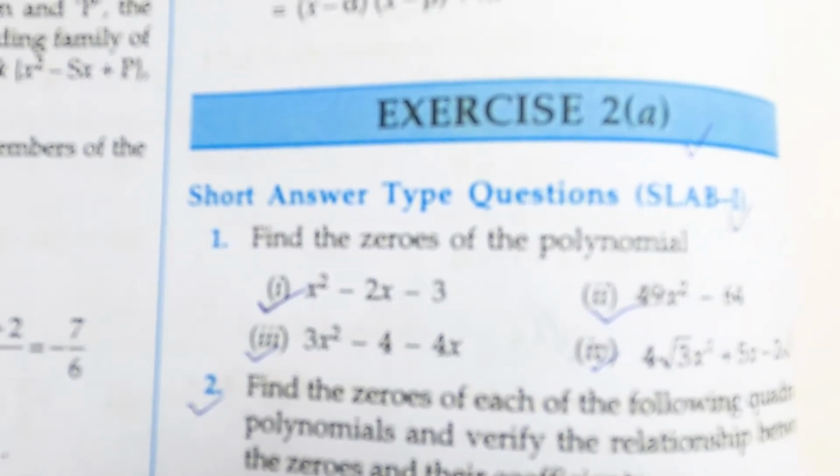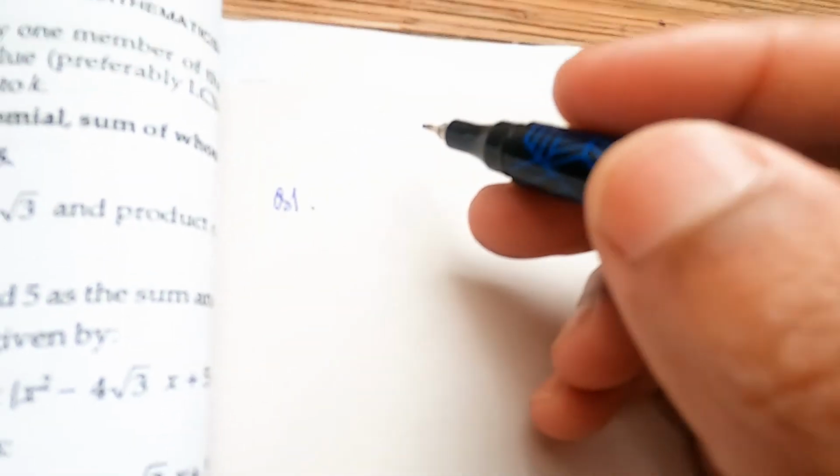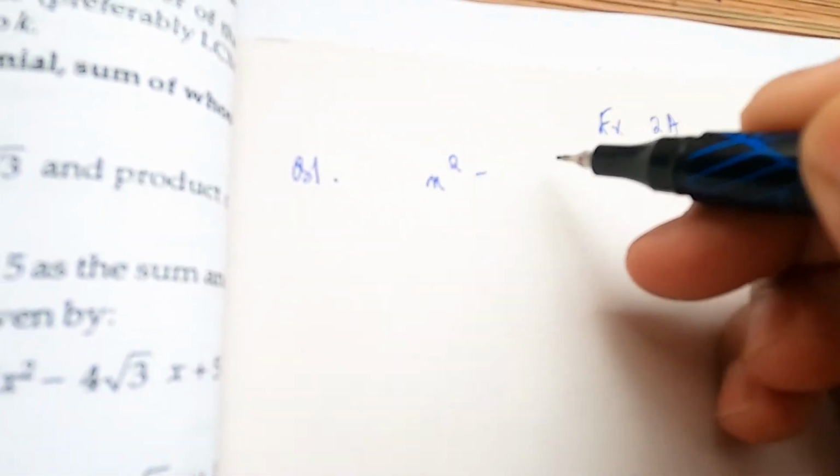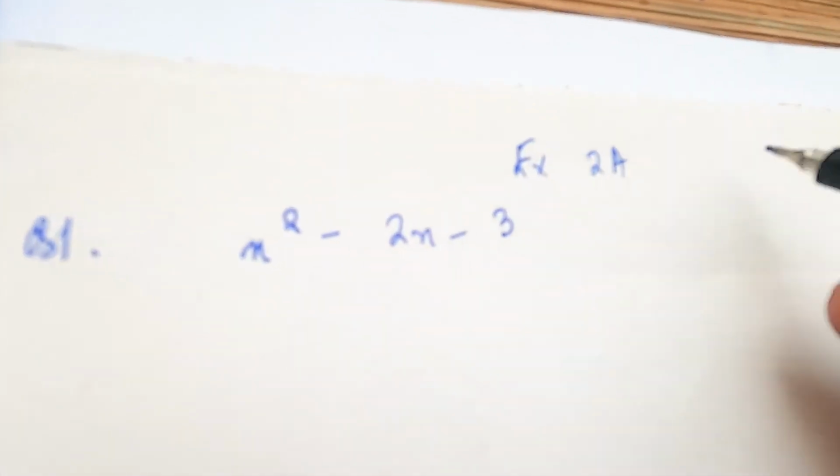Question number 1. Find the zeros of the polynomial. Alright, so let us find the zeros of the polynomial. So exercise 2A. Alright, question number 1. The given expression is x squared minus 2x minus 3. So in this case, what do we have to find?